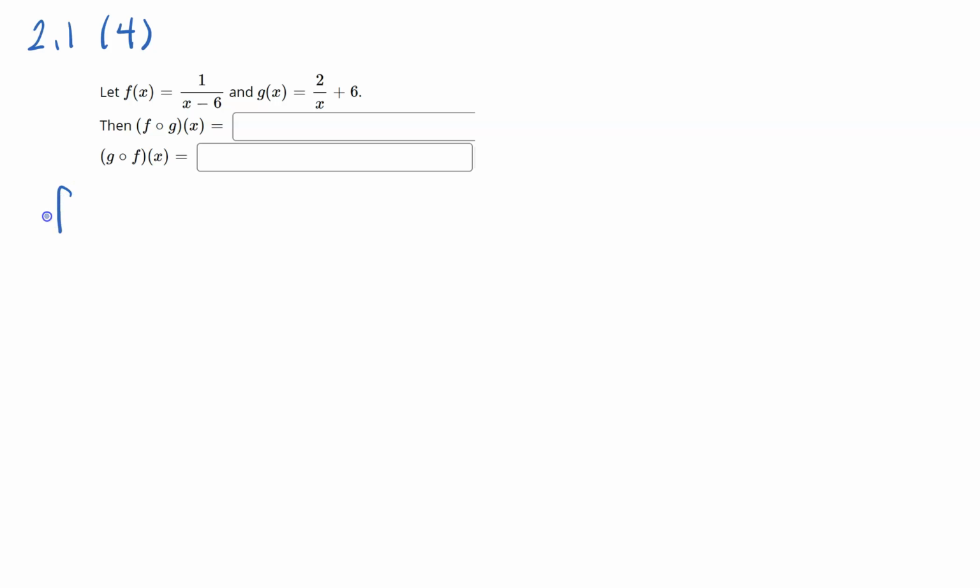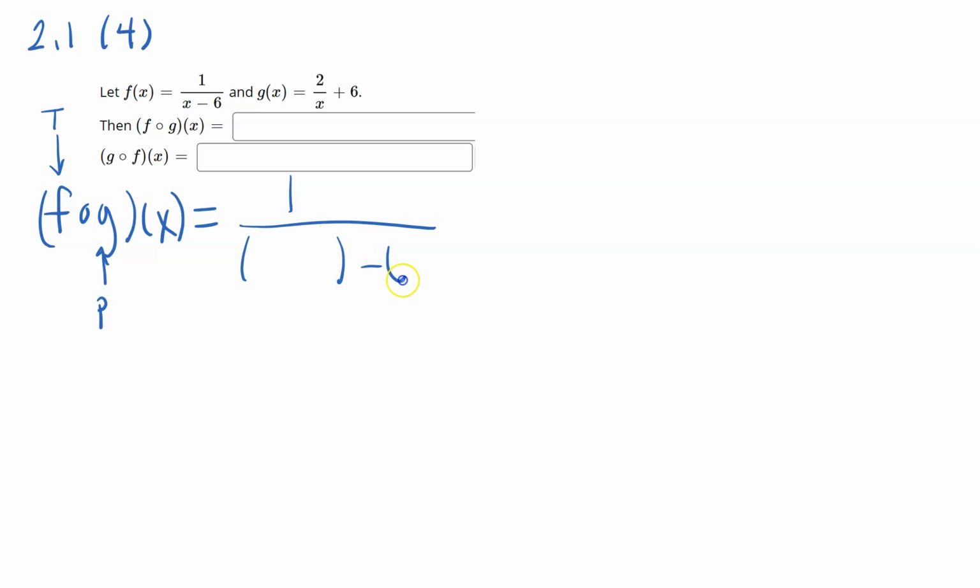So the first thing we want to do is let's do f composed with g of x. And remember, the first letter is your template. The second letter is what you're going to be plugging in. So I'm going to look at my f function. That's 1 over something minus 6. That something I'm going to plug in is going to be my g, 2 over x plus 6. Then it's all about the cleanup and simplifying it.